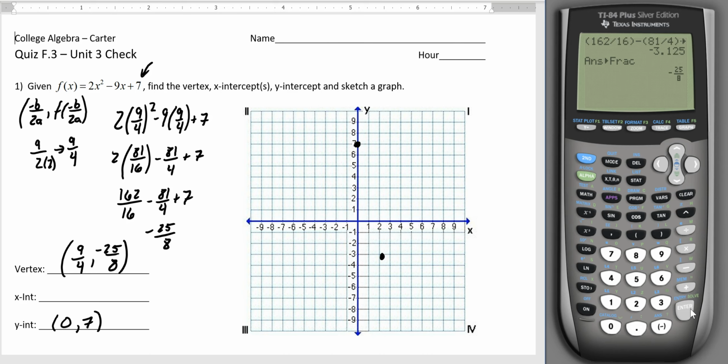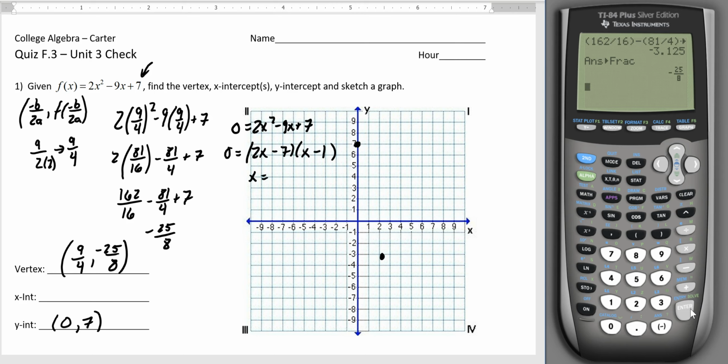Now, to find my x, my graph's going to be over here, so I'm going to go ahead and use some space here. So 0 equals 2x squared minus 9x plus 7. I'm going to solve this with factoring. So let's see here. 0 equals, I'll need 2x times something and x times something. This is going to be minus 7. This is going to be minus 1.